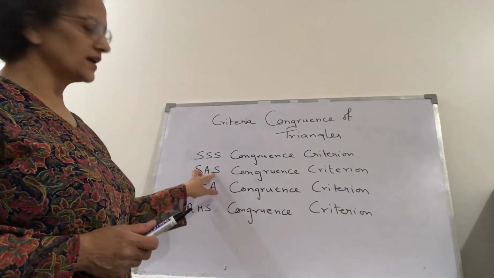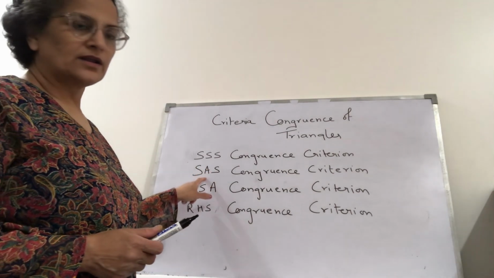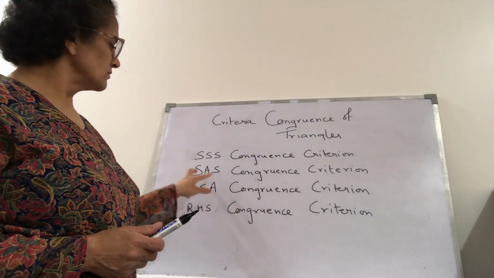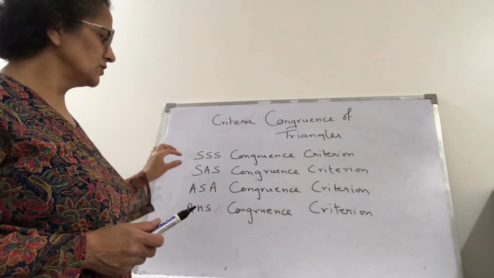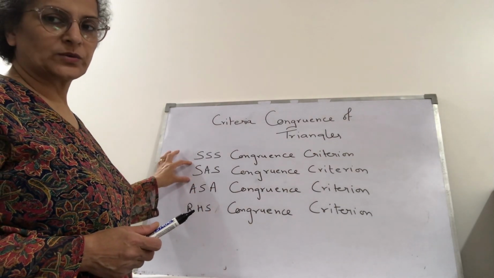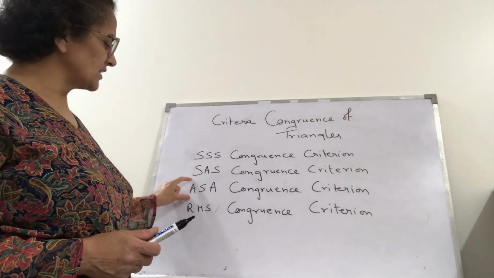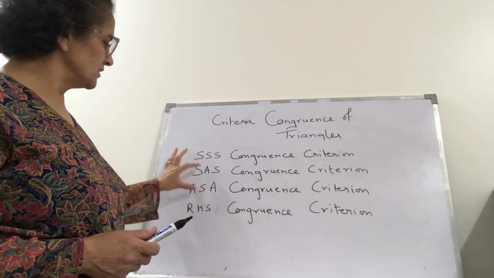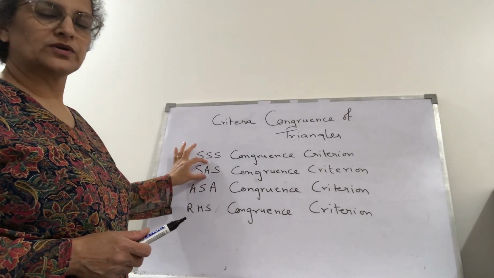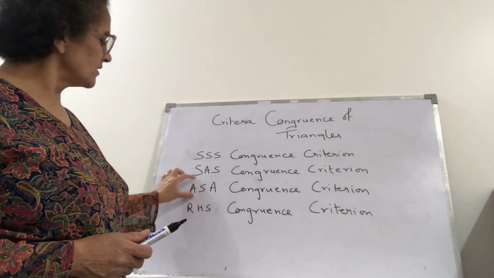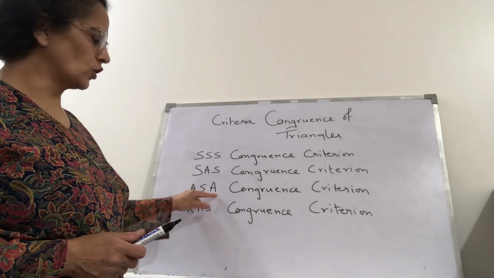If two sides and the included angle of one triangle are equal to two sides and the included angle of the other triangle, the two triangles will be congruent using SAS. And the third one is ASA. Again, you have to keep in mind, in SAS the angle should be included between the sides, and in ASA the side should be included between the angles we are talking about.